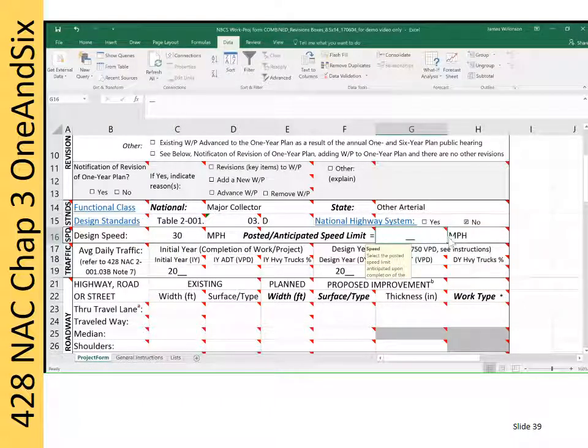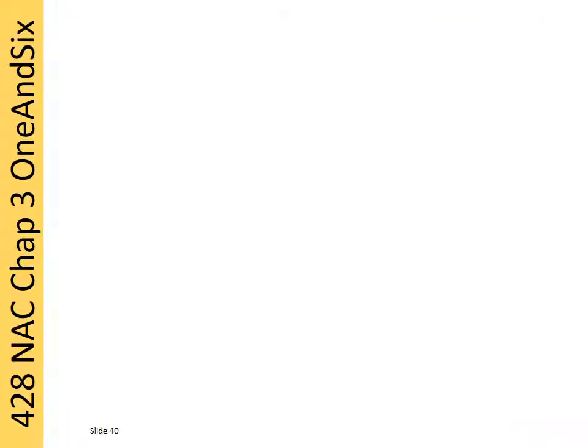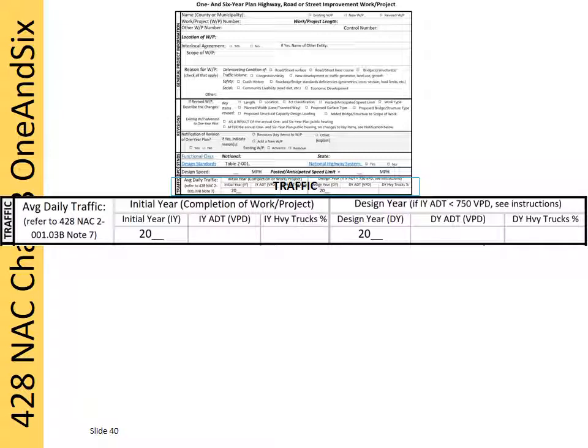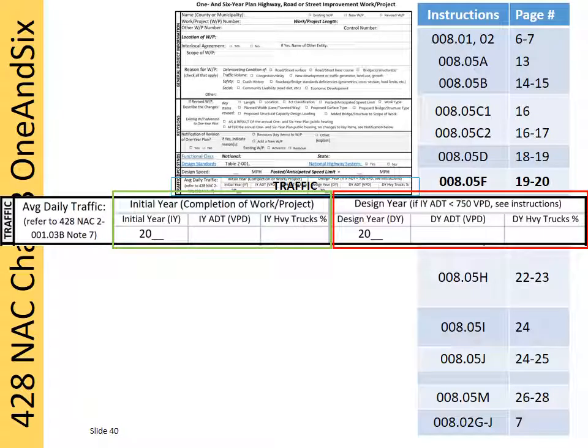Although you cannot see it in the video, for both entries there are drop-down boxes from which to select the speed. Rows 17, 18, and 19 of the spreadsheet are for traffic volume information. The 3 cells on the left side are for the initial year, or when the project is completed, and the 3 cells on the right side are for the design year, which is the anticipated life cycle of the project. The instructions for these entries are on page 19 of the proposed instructions.